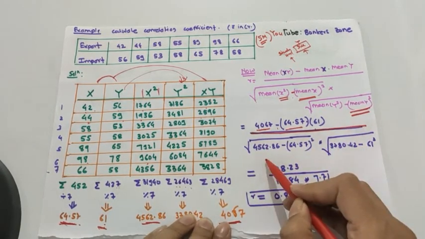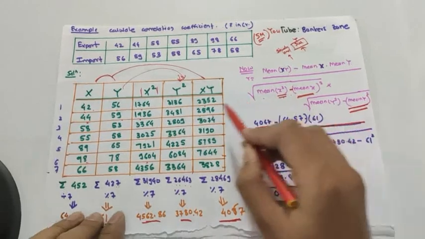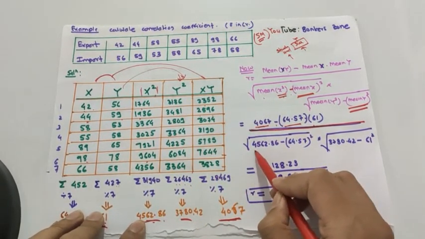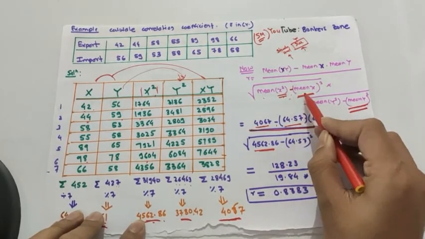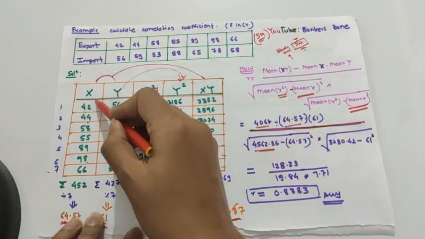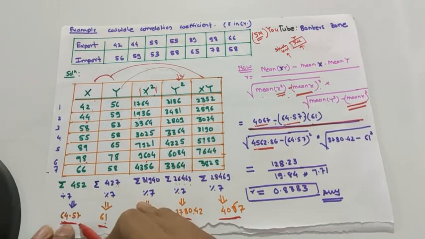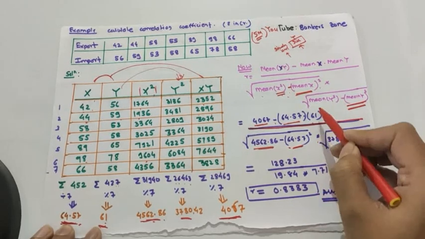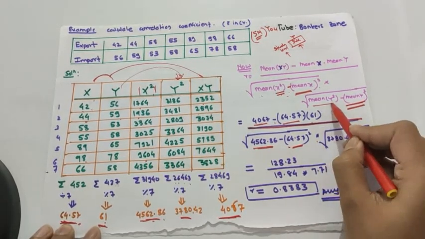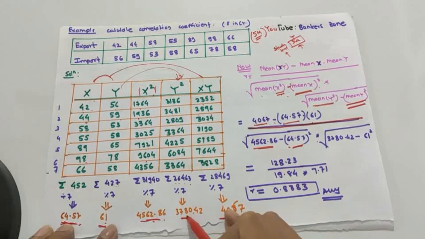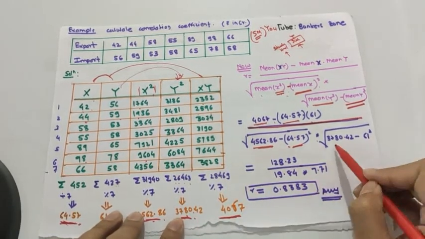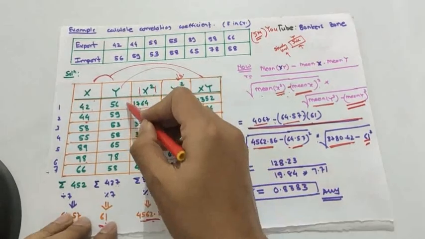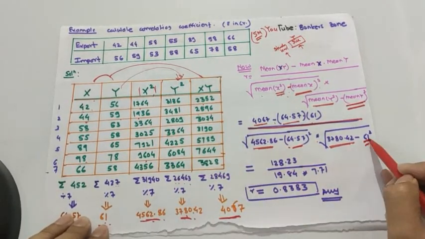Now the denominator part. What is the mean of x square? x square is calculated. Mean of x square is 4562.86 minus mean of x bracket square. What is mean of x? Mean of x is 64.57 bracket square, into the next under root, mean of y square. Mean of y square is 3780.42 minus mean of y bracket square. Mean of y is 61, so 61 square.